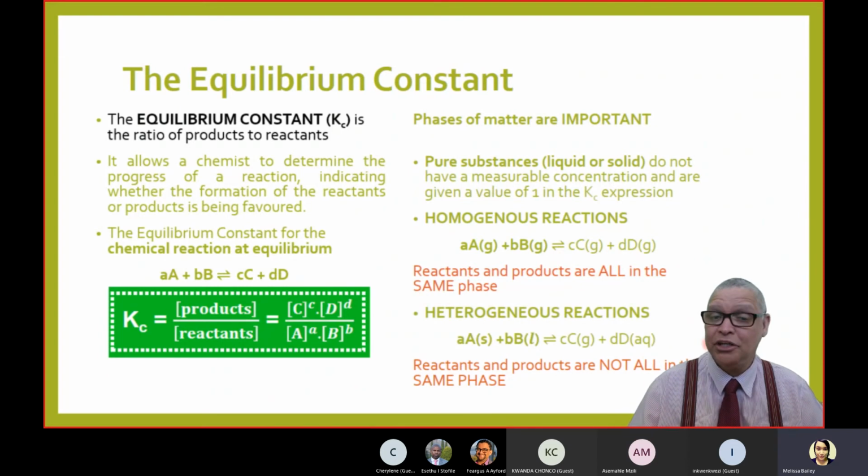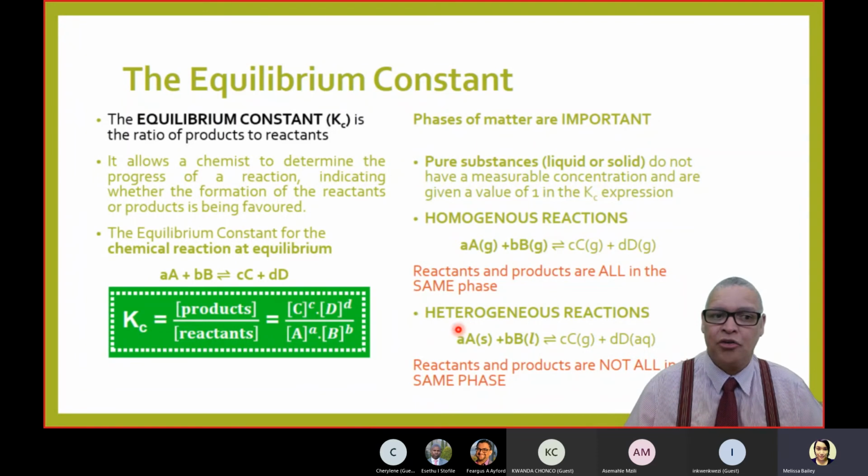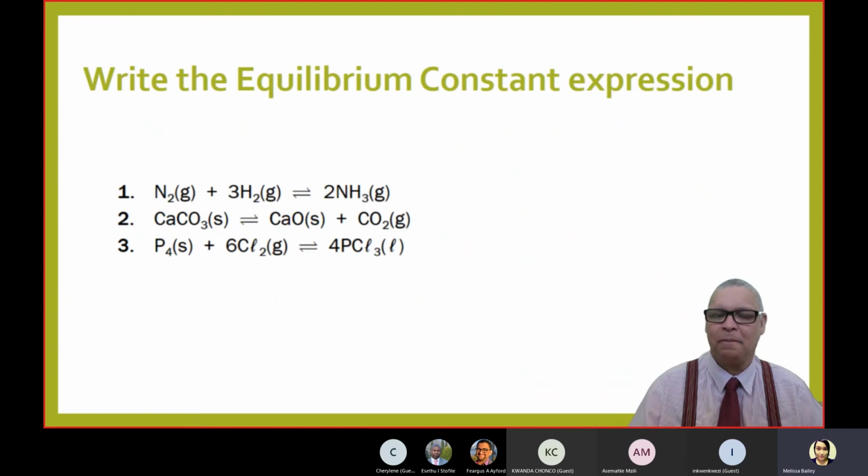Heterogeneous reactions. Well, we need to be careful when we see these. There's a solid, so it's going to get the value of 1 in the Kc expression. There's a liquid, it's going to get the value of 1. There's a gas, well, its concentration will certainly be taken into account in connection with the Kc expression. And there's an aqueous solution. That one's concentration will also be taken into account in the Kc expression as well. So a heterogeneous reaction is the opposite of homogeneous. Heterogeneous reactions are reactions in which the reactants and the products are not all in the same phase.